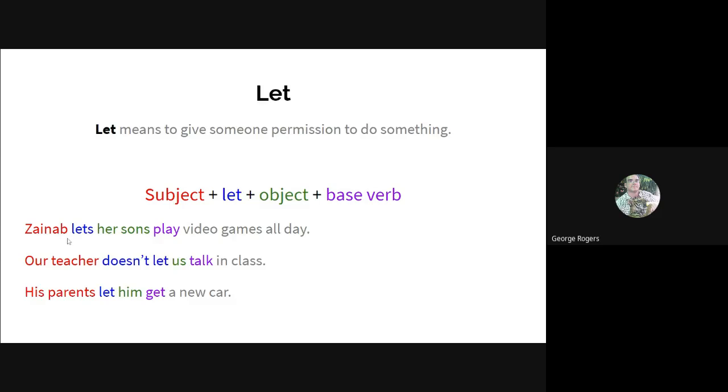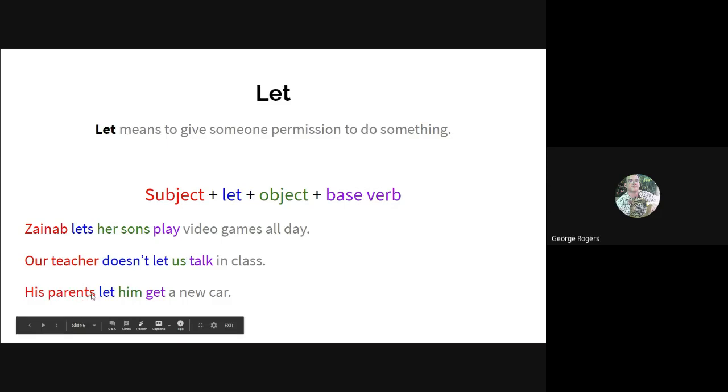So Zainab is. Right? Our teacher doesn't let us talk in class. So in this case, it's saying the teacher doesn't give permission for us to talk in class. A little bit different. And that's why we don't have the S on here, because it's a negative statement. If we got rid of the negative, it needs to be S: our teacher lets us talk in class. All right?